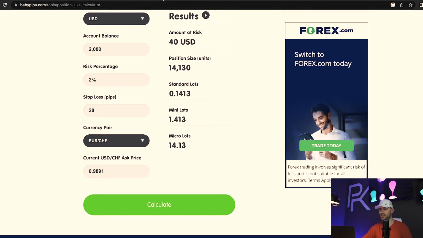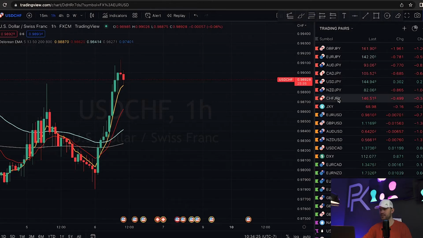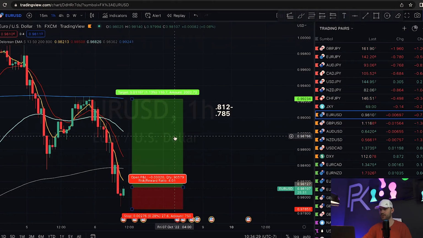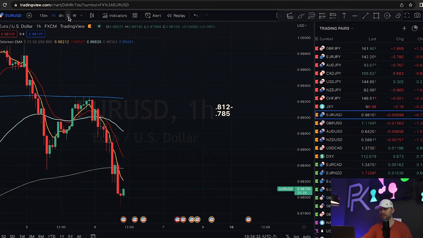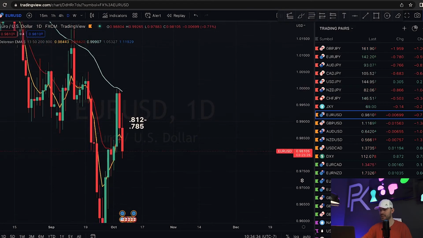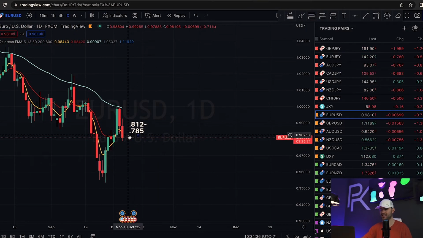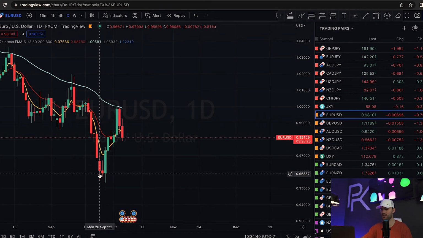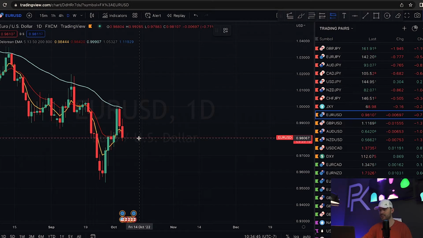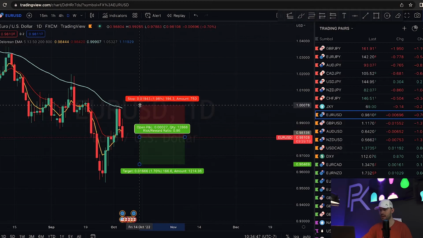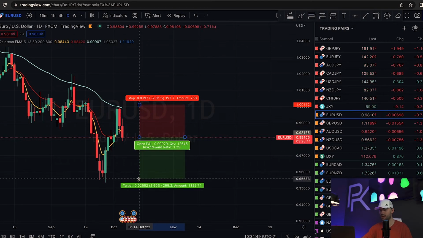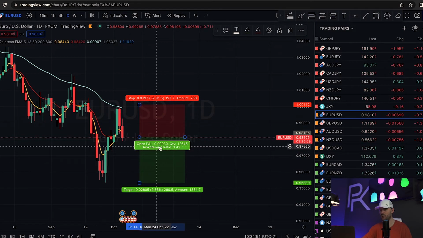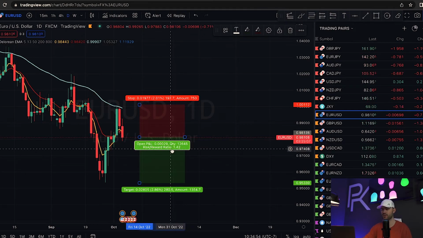Let's do another example. Let's say, for instance, I want to trade Euro Dollar again. But in this case, I'm going to go to the daily time frame. And in this case, I would like to sell from current price downward towards these lows with my stop loss at these highs. I can simply hit sell, measure my stop loss, measure my target. Obviously, this would not follow our risk reward rules.